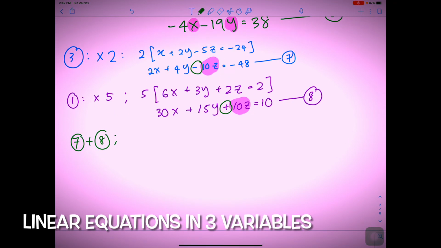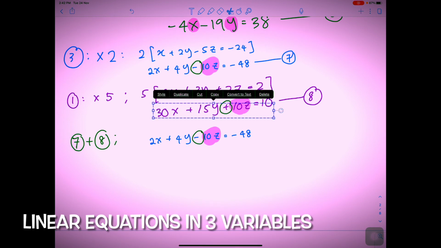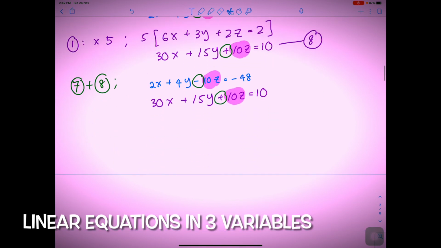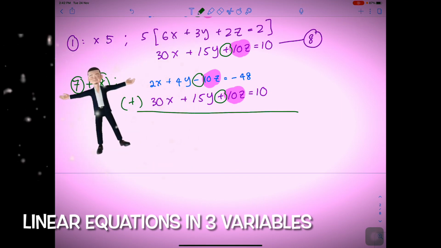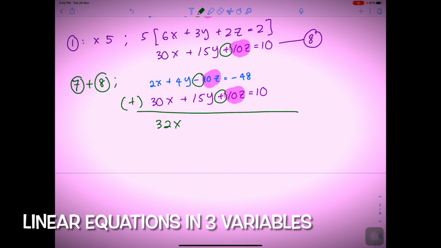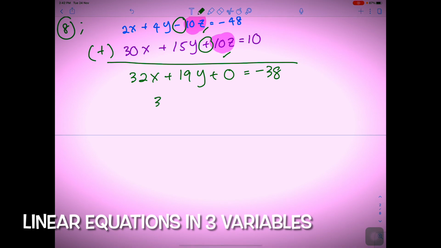First equation is equation 7, copy, and this is equation 8. The operation is plus. 2x plus 30x is 32x, and then 4y plus 15y is 19y, and then negative 10z plus 10z, so it becomes 0, equals negative 48 plus 10, equals negative 38. Then simplify: 32x plus 19y equals negative 38. We name it equation 9.